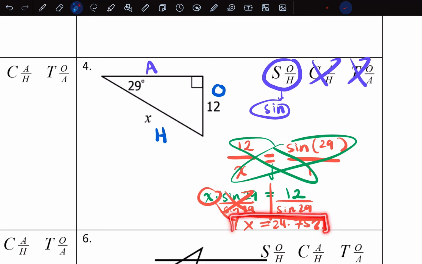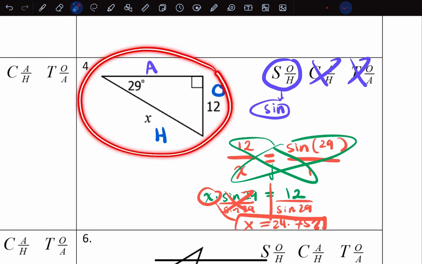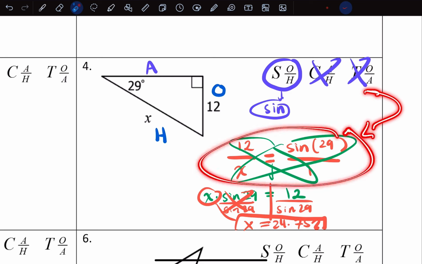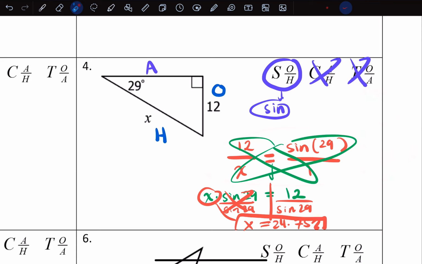But regardless, always make sure you are labeling first. That is going to save you in choosing the correct function. The hard part might be actually setting up the equation. Once this thing is where you want it to be, then you should have no issues getting to a correct answer.